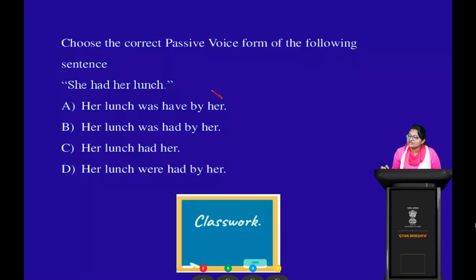What is the given sentence? The given sentence is she had her lunch, right? Okay, so your time starts now. Think and give me your answers quickly, right? Okay, go ahead. Think, look at all the options carefully, and then give me your responses. She had her lunch. She had her lunch, right? Okay, all right, go ahead.